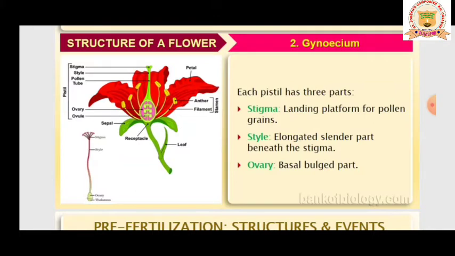The second part of the gynoecium is the style, an elongated cylindrical part beneath the stigma. After the landing platform, where the pollen grain has to enter, there is a long cylindrical stalk beneath the stigma, which we call the style. The last part, the basal bulged part where the complete reproduction is going to be carried out, we call the ovary. These are the parts of the gynoecium. Try to remember the names: each pistil has three parts, stigma, style and ovary.